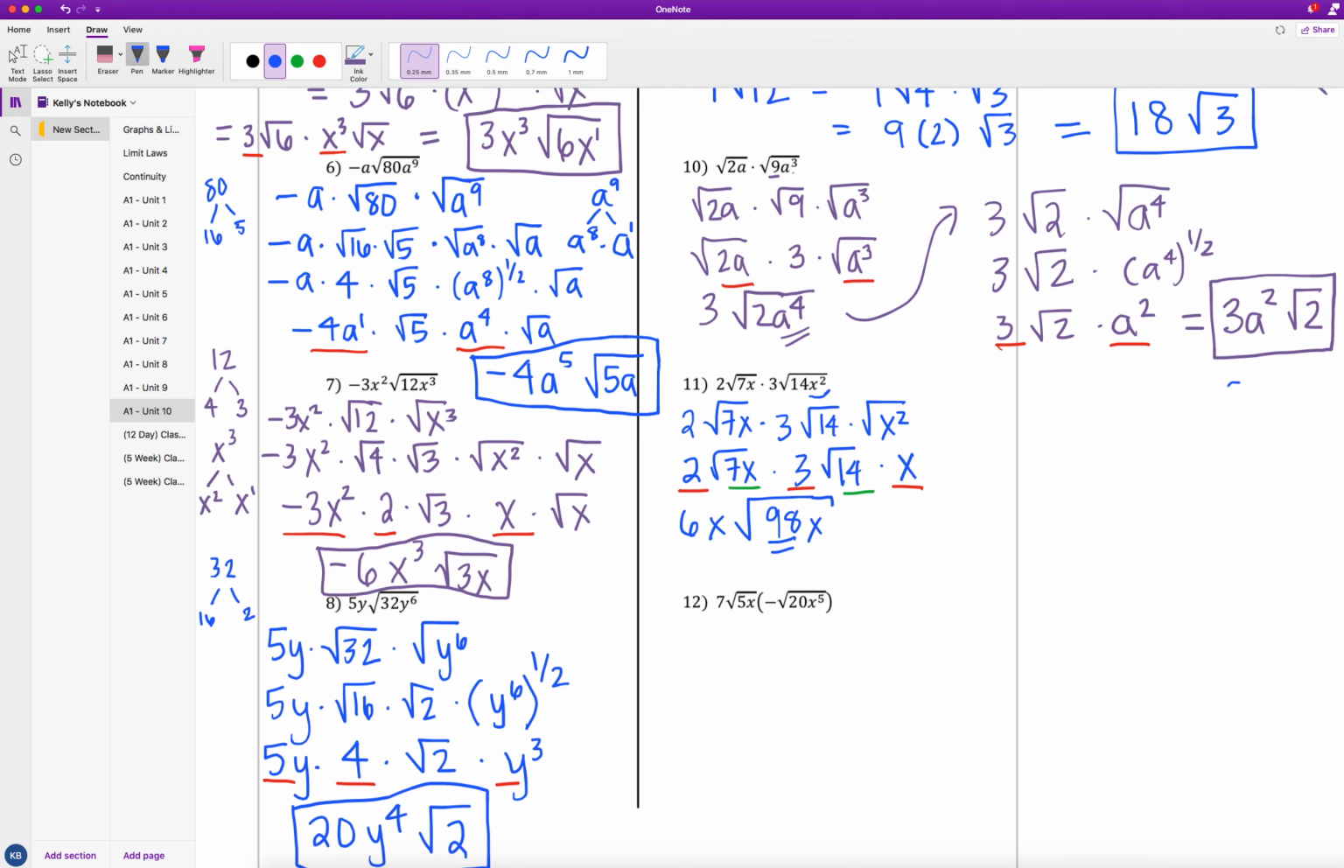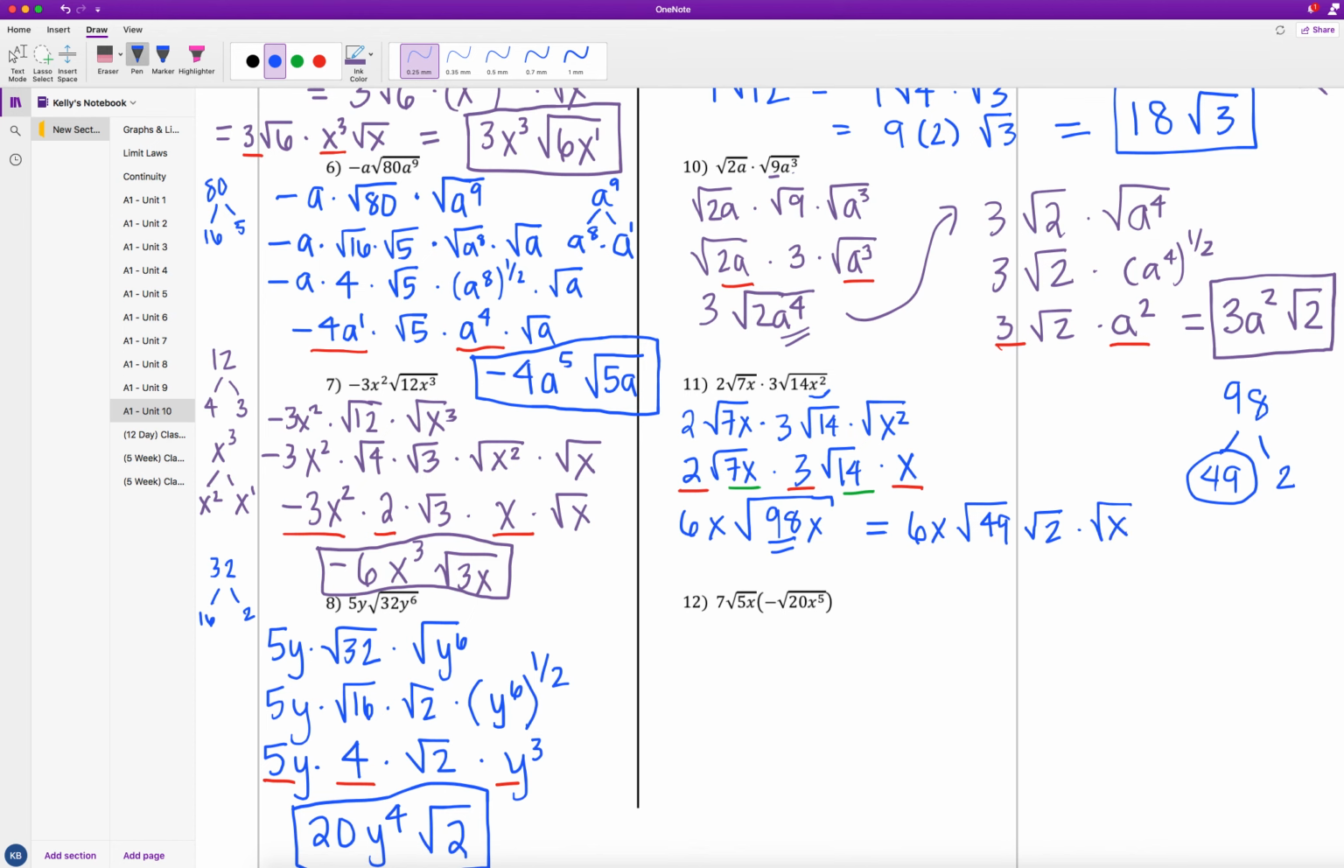So 98, if we do a factor tree over here on the side, is actually the same thing as 49 times 2. And 49 is a perfect square since it's 7 times 7. So we can break this apart and we still have the 6x. Then we're going to have the square root of 49 times the square root of 2. So this was the square root of 98 piece, and I still have that square root of x left over.